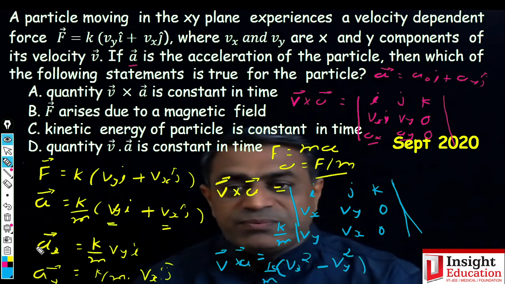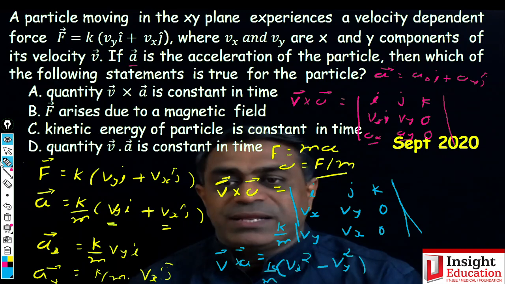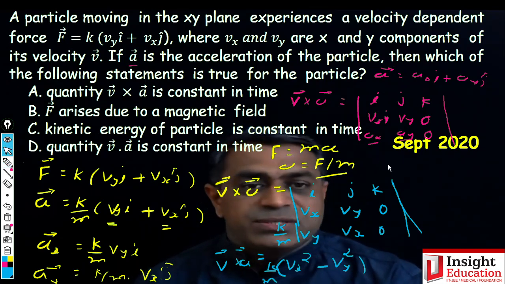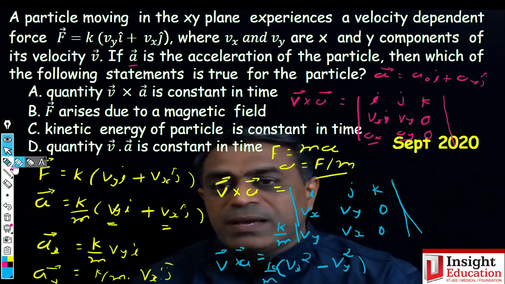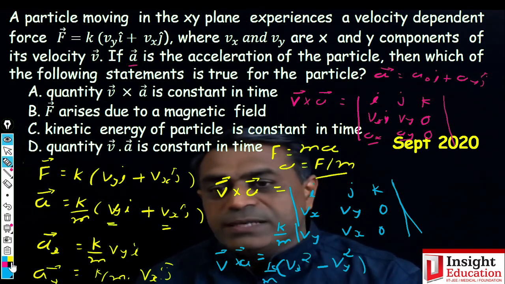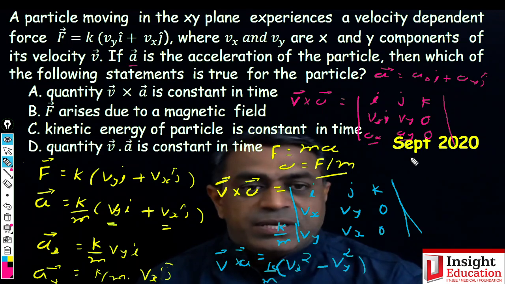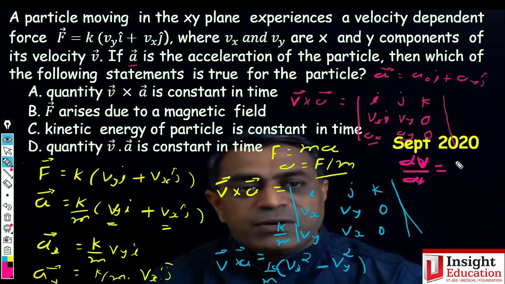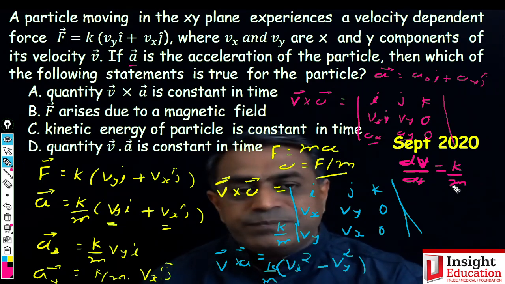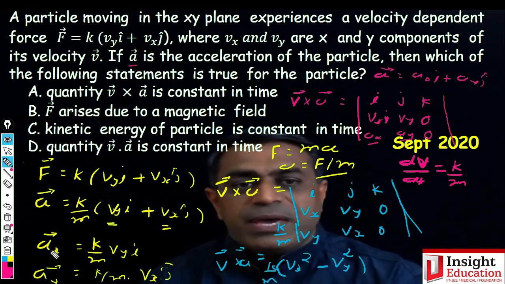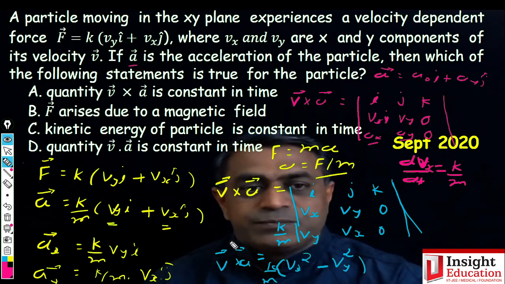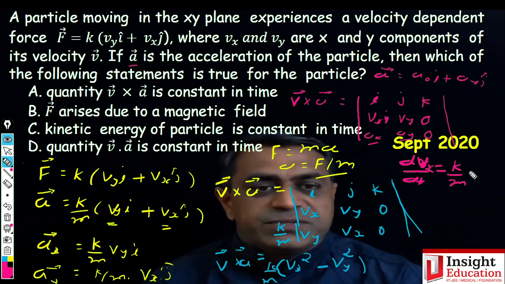We can calculate it from acceleration. What is acceleration? Acceleration is dv by dt, and dv by dt is equal to k by m. So for acceleration x I can write Vx, k by m, here it is Vy.